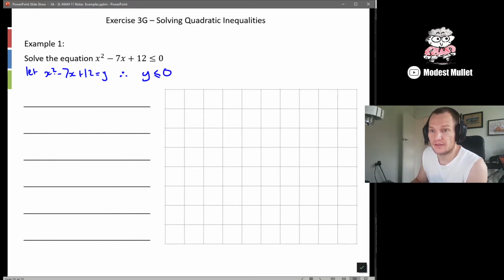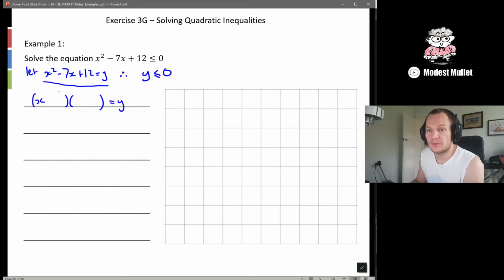Let's think about that. So I can factorize all of this. I'm left with x bracket, x bracket. So multiply to give me 12, add to give me -7. That's going to be x minus 3 and x minus 4. -3 times -4 is positive 12. -3 take away 4 is -7.